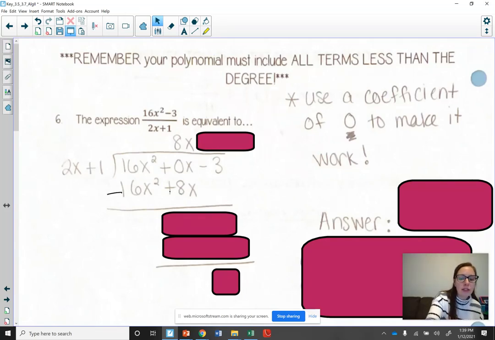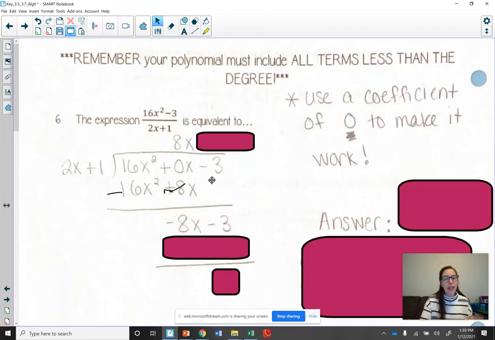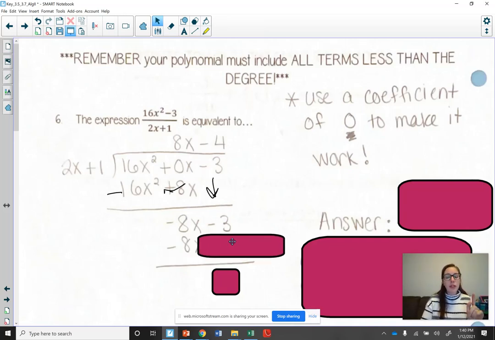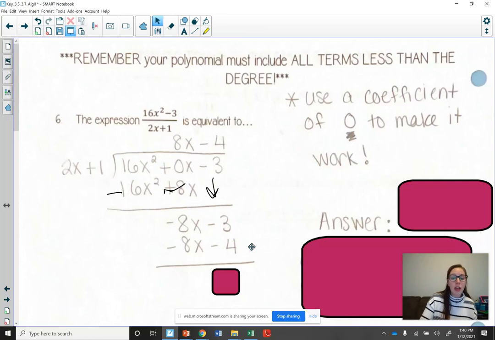So subtract, and you get negative 8x, bring down the minus 3. Negative 8x divided by 2x is negative 4. Multiply, you get negative 8x. Multiply again, the negative 4 times a positive 1 is negative 4 or minus 4. It doesn't really matter. Okay, we're subtracting something that's already negative, so that's going to change to addition. Those cancel. You're left with 1 as your remainder.